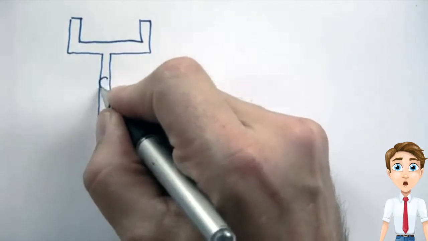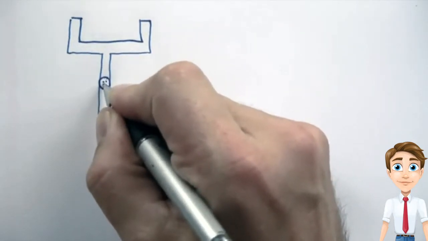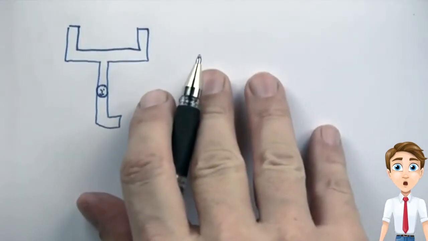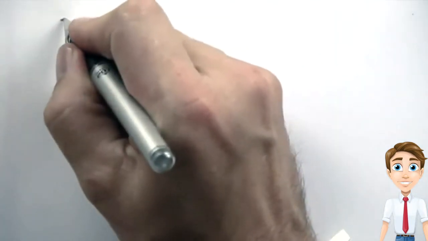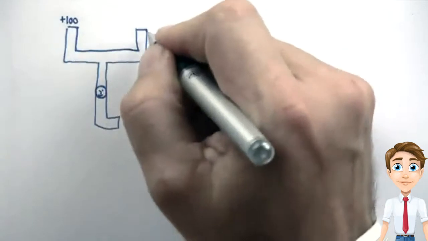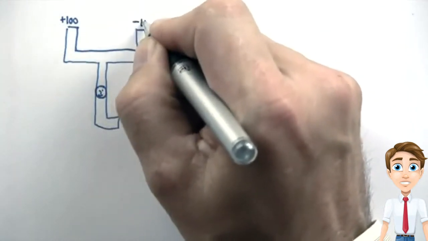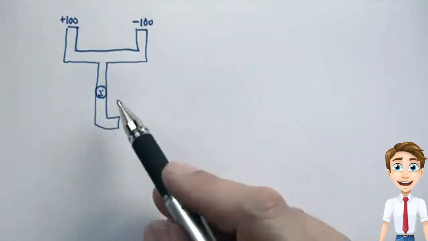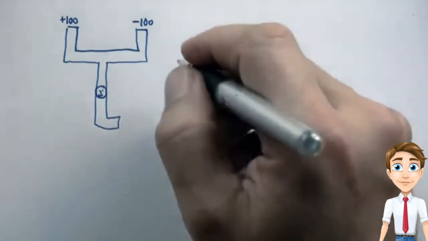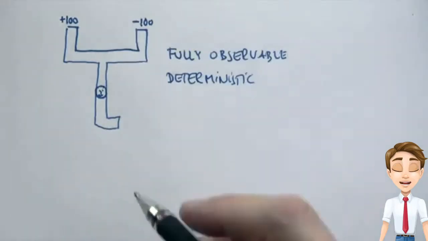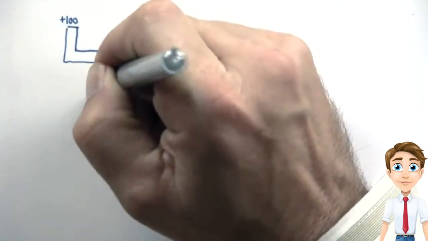Suppose you live in a world like this, and your agent starts over here. And there's two possible outcomes. You can exit the maze over here, where you get a plus 100, or you can exit the maze over here, where you receive a minus 100. Now, in a fully observable case and in a deterministic case, the optimal plan might look something like this.